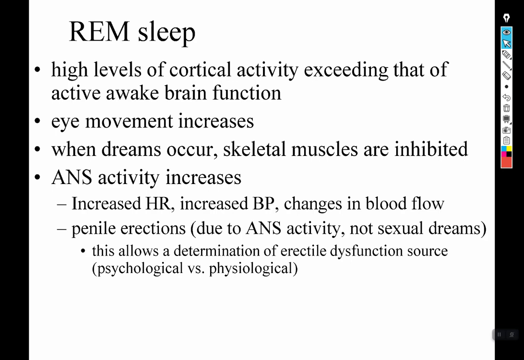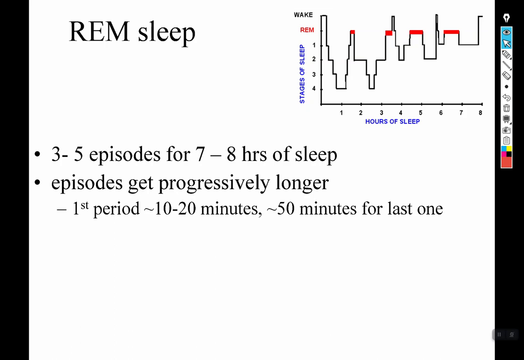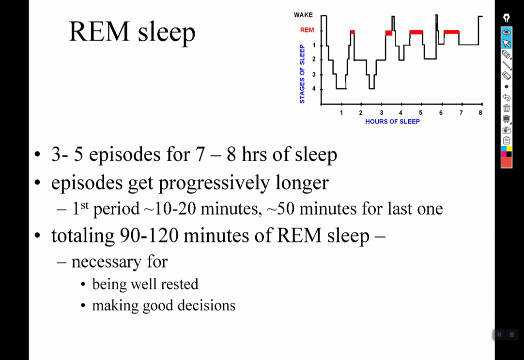Okay, so REM sleep. You have between 3 and 5 episodes for 8 hours of sleep, and as you'll notice, they get progressively longer, as I mentioned previously. So REM sleep is also important because the brain tries stuff out, the brain moves memories around. So it's necessary for being well rested, like waking up refreshed and not being like, ugh, I don't want to be awake, I want to go back to sleep. And also good decision making and other cognitive functions. So again, this is me, a professor, telling you, do not stay up all night cramming. Go to sleep. It's important.